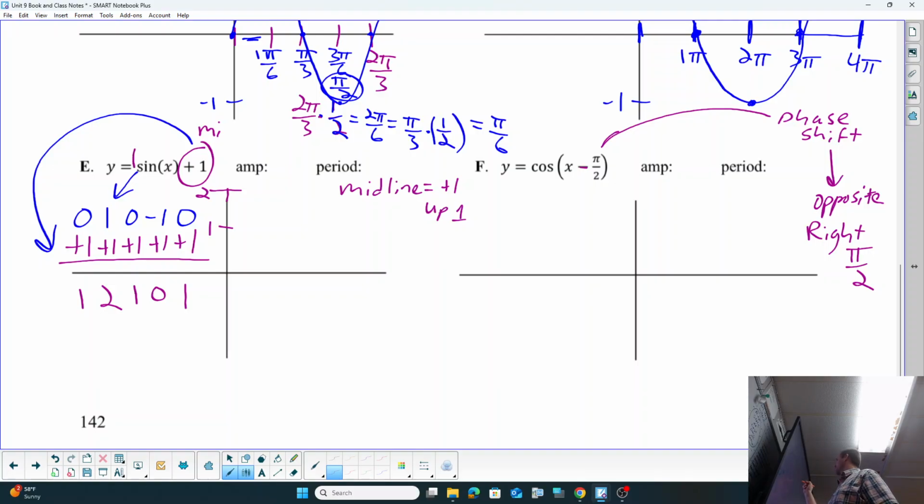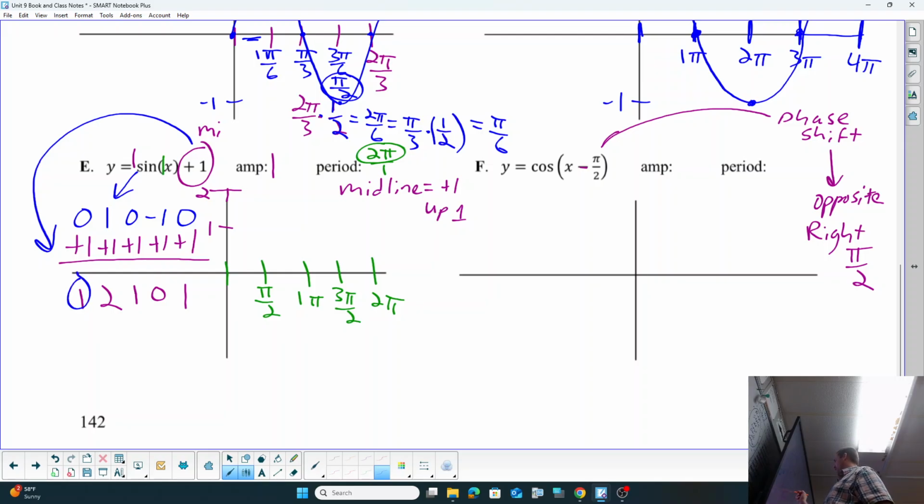So we have an amplitude of 1. Our B value is, make that green. So we have an invisible 1 there next to our B value. So that means it's 2 pi over 1. So we go 1, 2, 3, 4, 5 to 2 pi. Half of 2 pi is 1 pi. We have pi over 2. 2 pi over 2, 3 pi over 2.